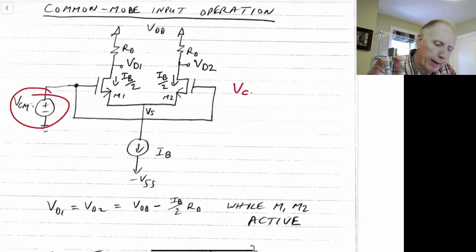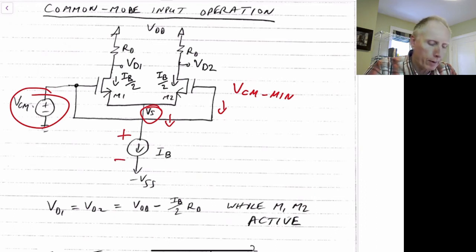Now we'd like to find VCM minimum. So the lowest we can go on VCM while keeping this operating properly. As we drop VCM, or the gate voltages of M1 and M2, M1 and M2 will remain in the active region, and Vs will keep dropping. So as this voltage drops, Vs drops as well. But if it ever drops below the voltage that IB requires to maintain itself as a current source, then that is when this current source will leave the active region and go into the triode region.